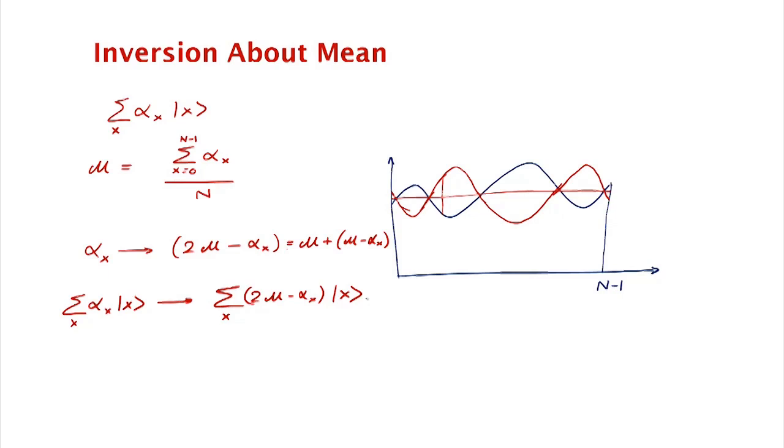Now, what about inversion about the mean? So remember what inversion about the mean did. We start with this superposition, sum alpha x x. We define the mean of all the amplitudes to be the average value of all the amplitudes. Okay. And now what we want is this transformation, alpha x goes to 2 times the mean minus alpha x. Okay, so what's a quantum circuit to do this?